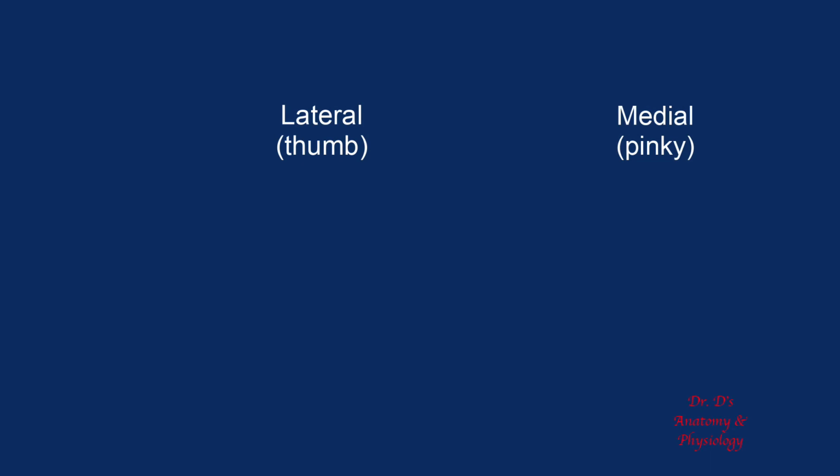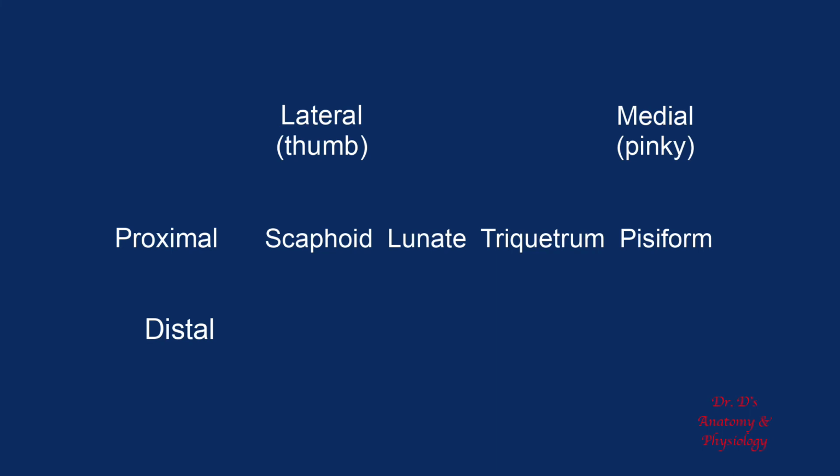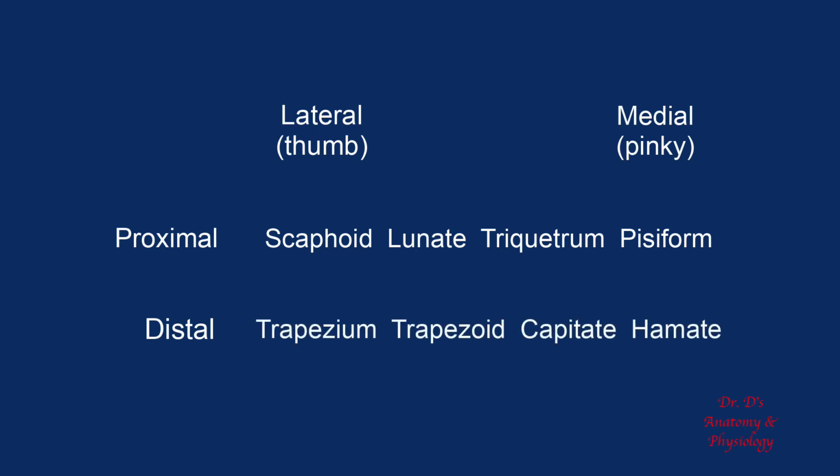First, we can arrange these bones according to their position in the frontal plane, or their closeness to the thumb or to the pinky. We can also place them in either the proximal or distal rows. In the proximal row, going from thumb to pinky, we have the scaphoid, lunate, triquetrum, pisiform. And in the distal row, again going from the lateral side to the medial side, we have the trapezium, trapezoid, capitate, and hamate.